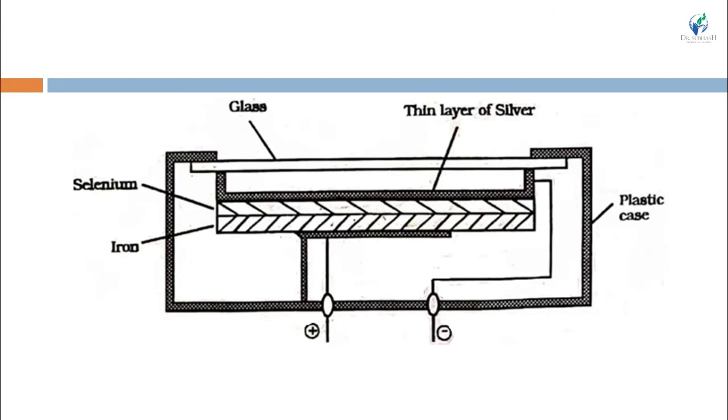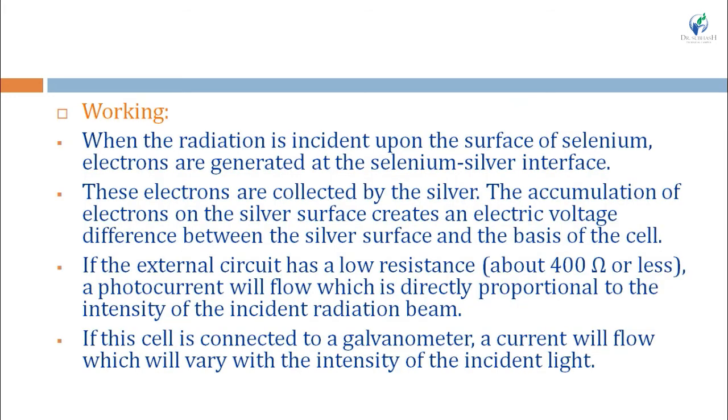Made it very clear, students. First, the transmitted radiation is incident upon the selenium layer, and due to this incident radiation energy, electrons are generated at the selenium silver interface. These generated electrons are collected by the layer of silver. So due to this, the voltage difference is generated between the silver layer and the iron layer. Means the voltage difference between two electrodes is generated, and due to this, current will flow. Due to this voltage difference, current flows.